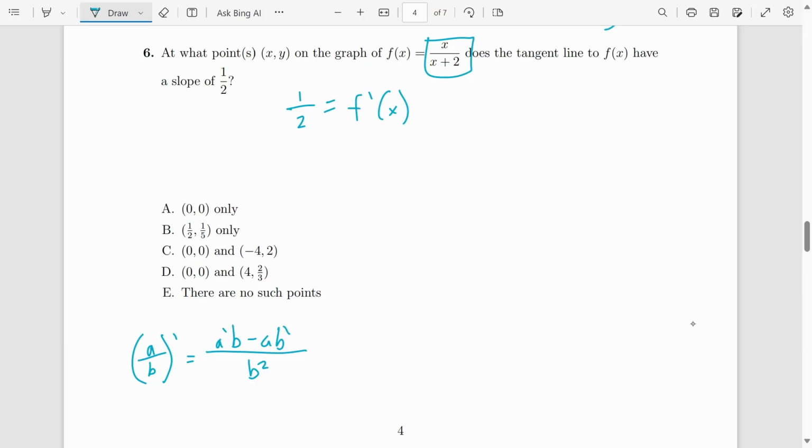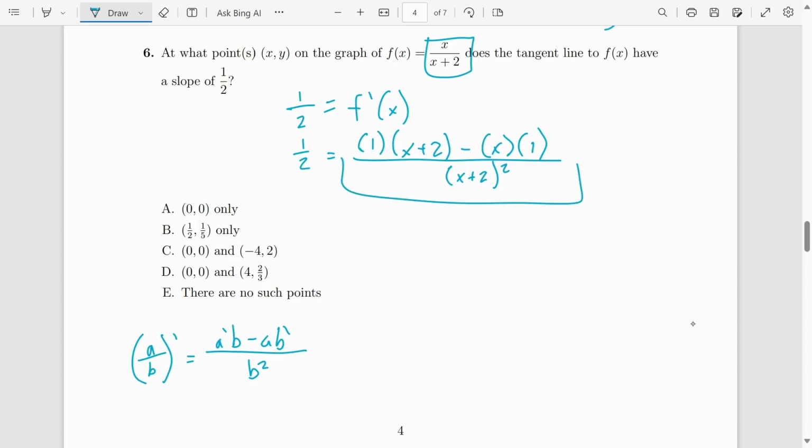So doing this one step at a time, we get a prime, the derivative of x, which is just 1, times b, which is x plus 2, minus a, which is x, times b prime, which is the derivative of x plus 2, that is also just going to be 1, all over b squared, which is (x plus 2) squared. So now this all equals 1/2, and like I said earlier, we only have one variable in this equation, so we can just go ahead and solve for x, and that'll be half of our answer. And from there we can just figure out what the y coordinate is.